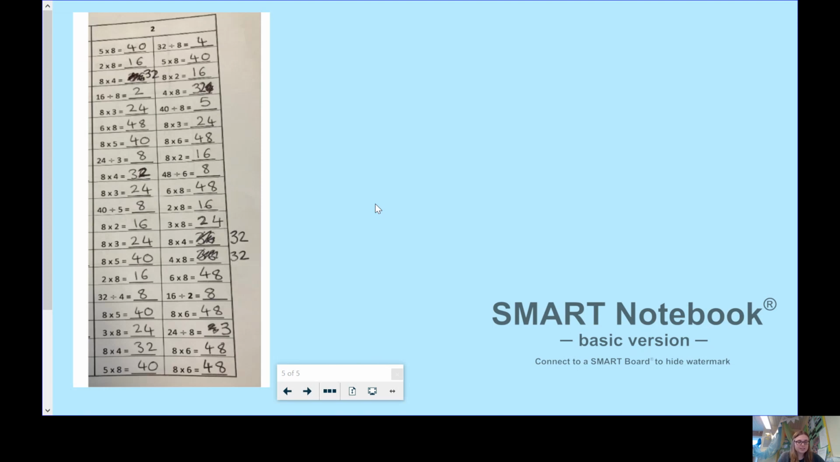2 times 8 is 16. 3 times 8 is 24. 8 times 4 is 32. 4 times 8 is 32. 6 times 8 is 48. 16 divided by 2 is 8. 8 times 4 is 32. 24 divided by 8 is 3. 8 times 6 is 48. 8 times 6 is 48.